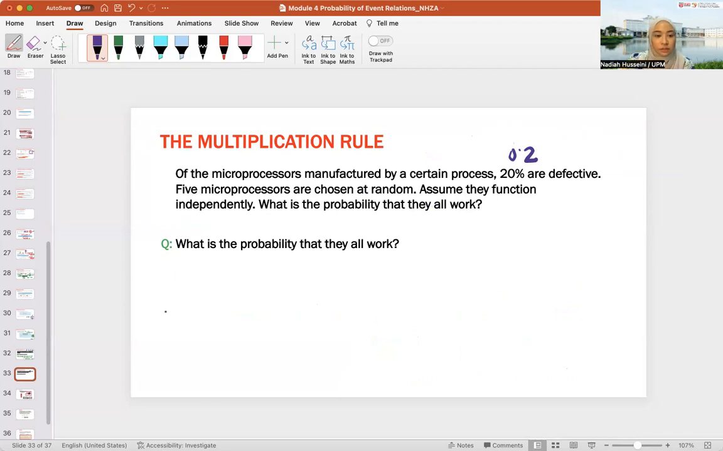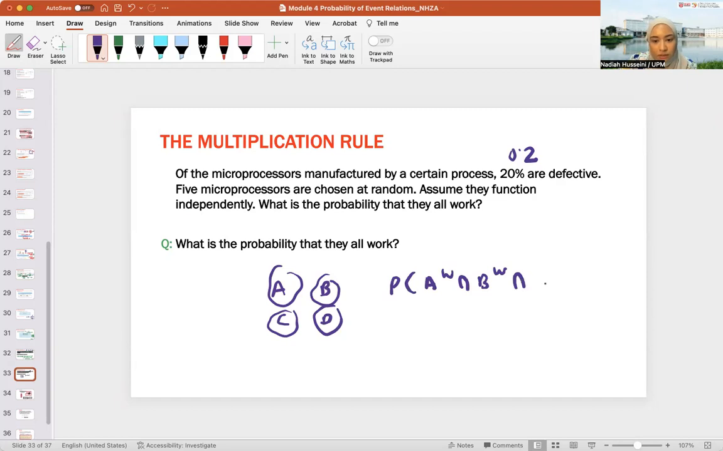Okay, so remember, if we have events A, B, C, D, and they are all independent, how do you find out that they all work? A works, intersect with B works, intersect with C works, intersect with D works, right? So this is how you find it.